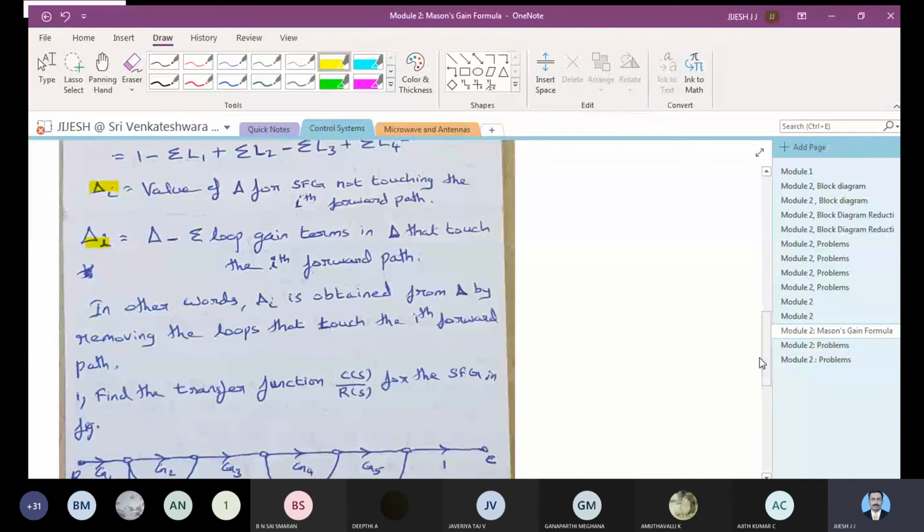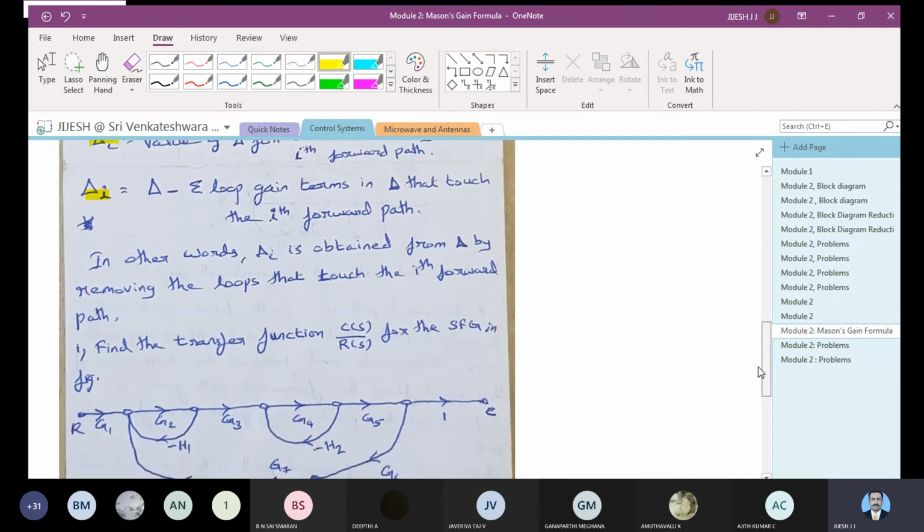And you have to understand what you mean by loop, what you mean by loop gain, what is forward path gain, how many loops are there, how many forward paths there are, and what else you have to understand here is how to find out the transfer function. So all these things we'll try solving.